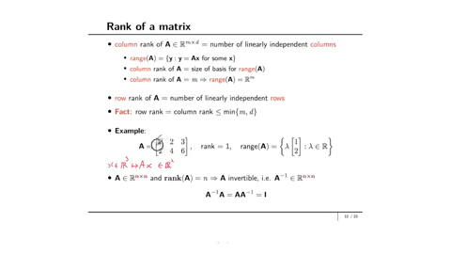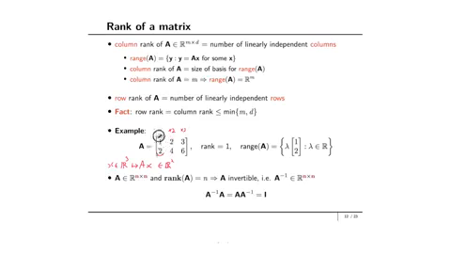Because if I take the first column, 1, 2, I can get the second column simply by multiplying the first column by 2. I can get the third column by simply multiplying the first column by 3. So the second and the third column are not linearly independent of the first column. So the column rank, which is the number of linearly independent columns, is 1, because I can only get 1 column.